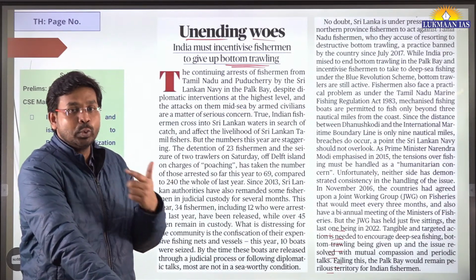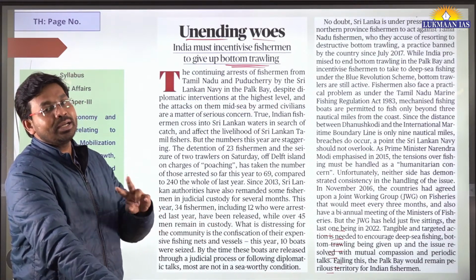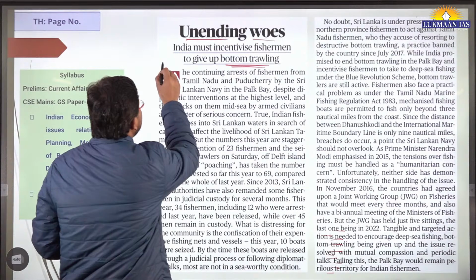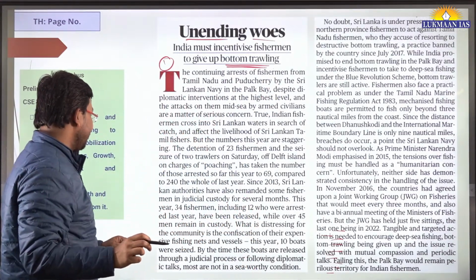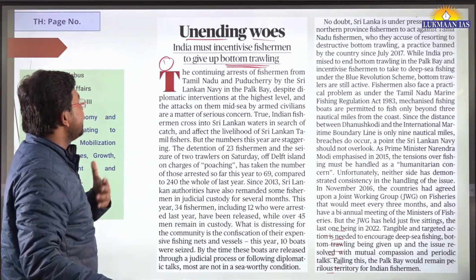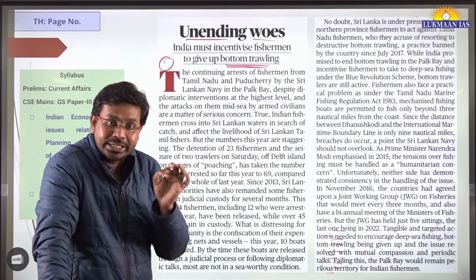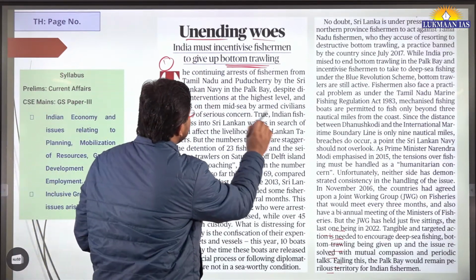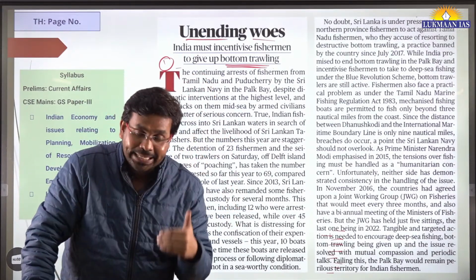Fishermen do fishing activities in the waters between India and Sri Lanka by following 2 different methods. One method is known as bottom trawling, and the other method is known as deep sea fishing. Deep sea fishing is allowed, but bottom trawling was banned by Sri Lanka in 2017.